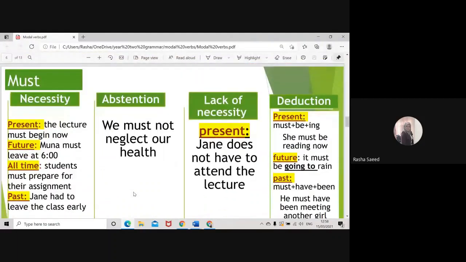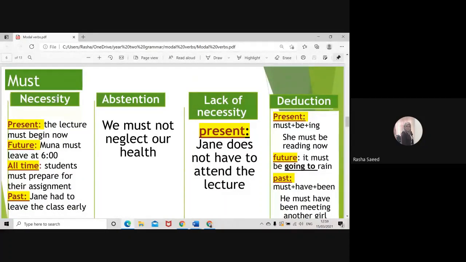As to must, it also has 4 meanings. It explains necessity. This necessity can refer to the present, the future, all time, or to the past. And it explains the lack of necessity. Then we can express abstention. We can express deduction, which is also like predictions. Abstention means when you prevent someone, you tell him that you are obliged or it's for your benefit not to do that. And usually abstention comes in the negative form.